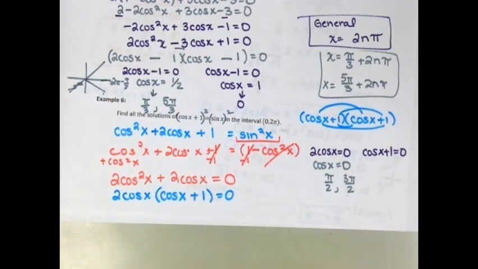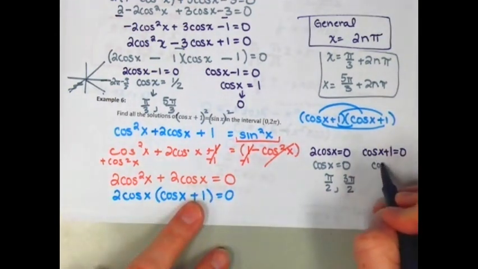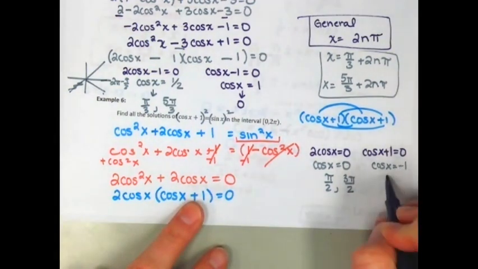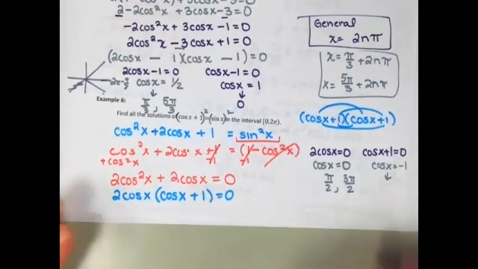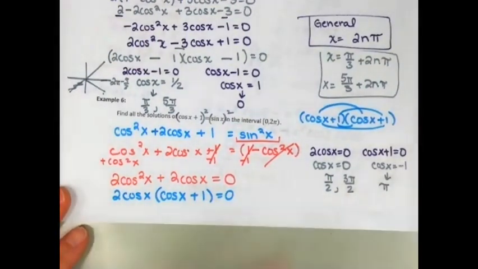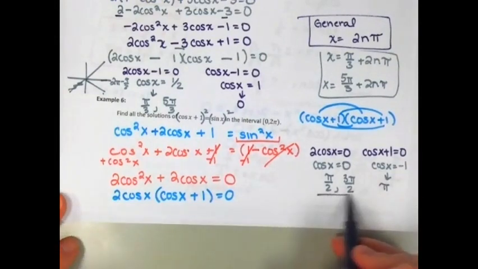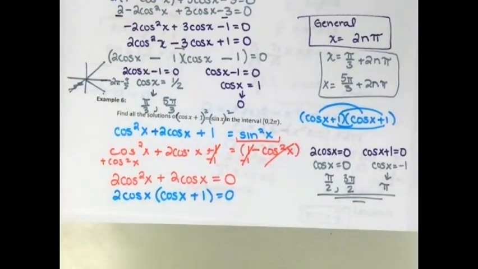We're not done yet, but subtract the 1, right? So when is my cosine negative 1? At pi. Is that in between? Yes. So right now, these are my solutions.